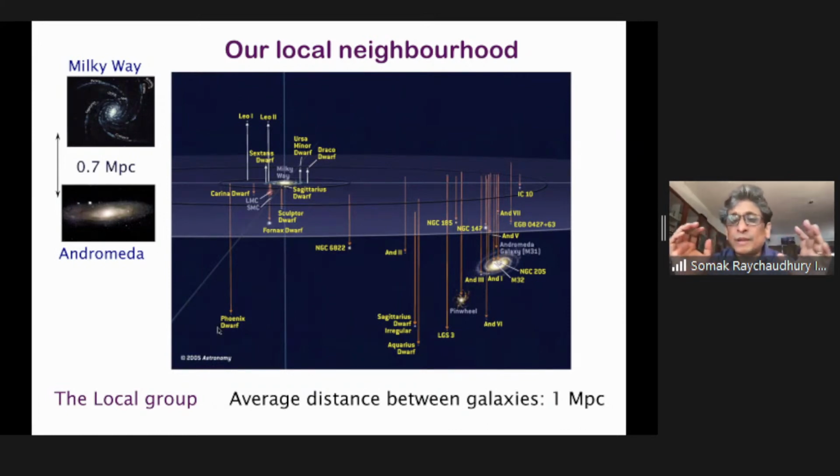the local neighborhood is called the local group. And in this particular group, it's a small group. Two major galaxies, one the Milky Way and one Andromeda. They're falling towards each other, as I showed you in that simulation that I showed in the very first couple of lectures. And they have lots of satellites around them.